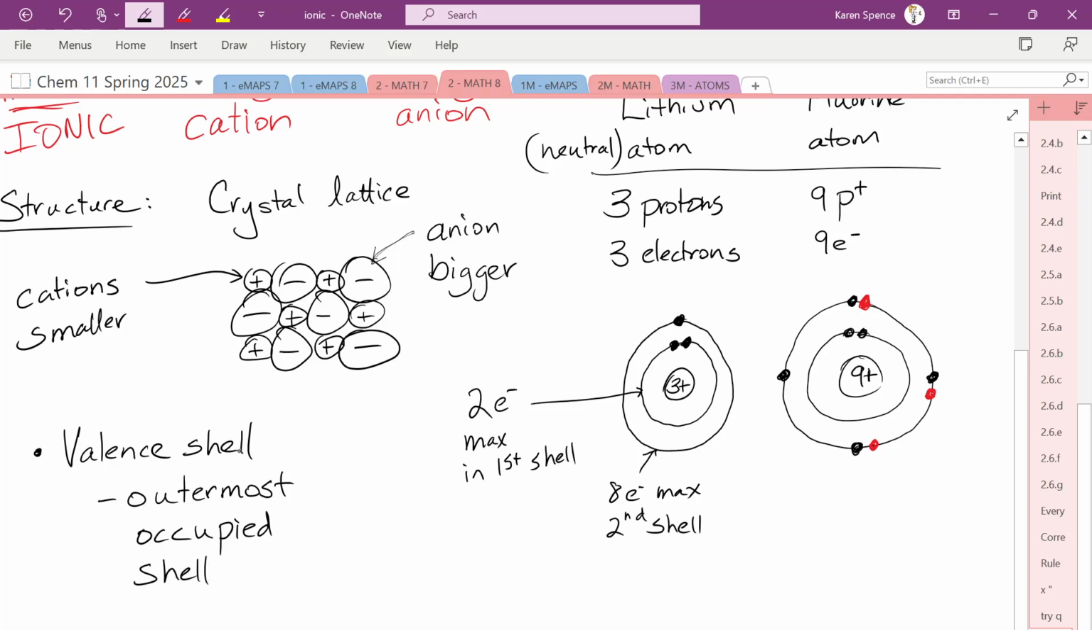Now, I say occupied because there are more shells outside of the ones that we have drawn, but they don't have any electrons in them. So they are unoccupied, and we don't bother drawing them. Okay?